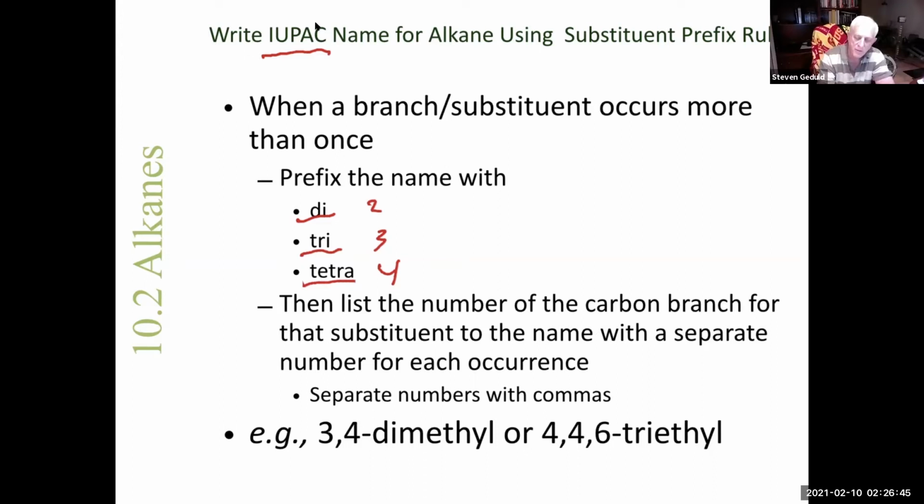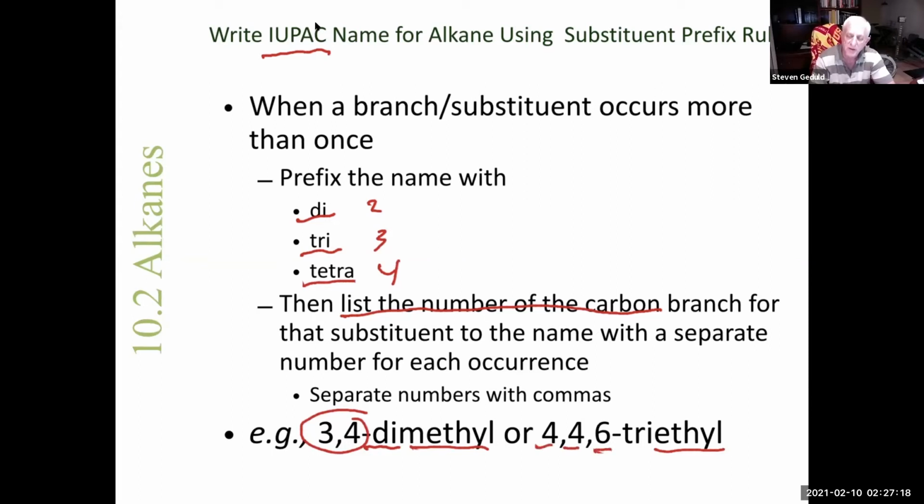So you list the number of carbon branches for that substituent in the name, with a separate number for each occurrence. If you have 2 methyl groups, you tell me where they're at. Are they at number 3 and number 4? At number 2 and number 4? Are they both on number 2? So you have dimethyl, there's 2 methyl groups, and they're at number 3 and number 4. Or you can have triethyl, which means there's 3 ethyl groups, one at 4, another at 4, another at 6.